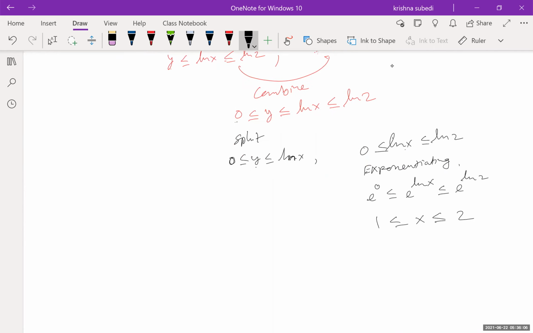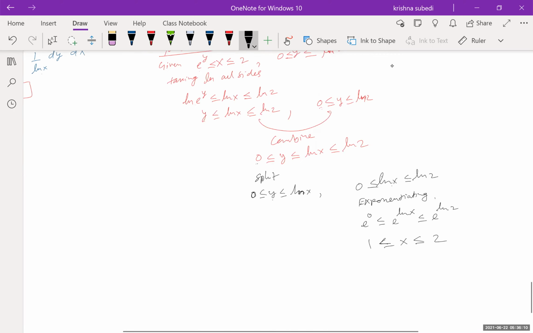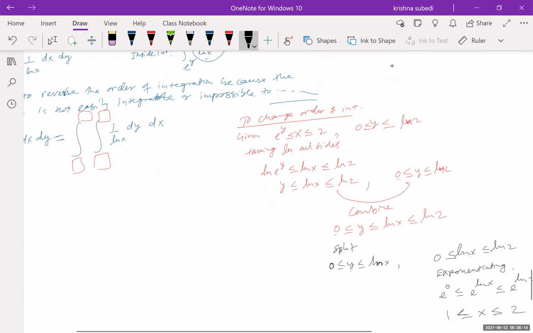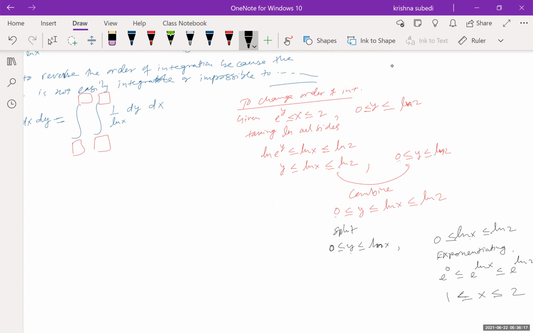Look at that, such a simple limit we got, right? So let us substitute the value here. What we notice here is that our limit for y is 0 to ln x, and the limit for x is 1 to 2. That's it.